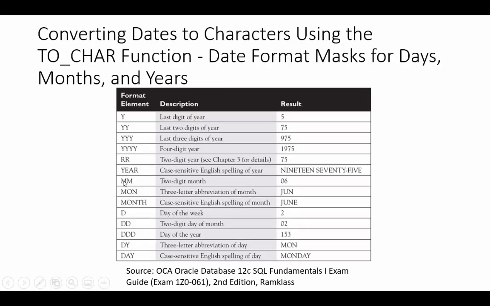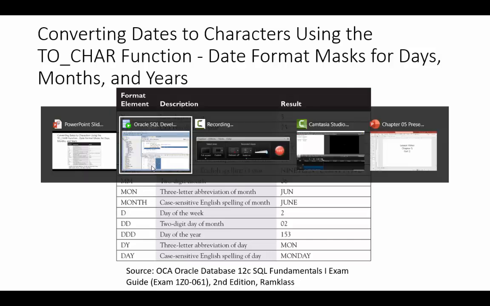Okay, and these are the format elements you can use in your mask. You can use a long year, you can use the last 3 digits of the year, the last 2 digits, the last digit, and RR 2-digit years. This is for, this is in the chapter for details. I don't remember this one, but all of these are things you can use in your mask to convert dates into characters.